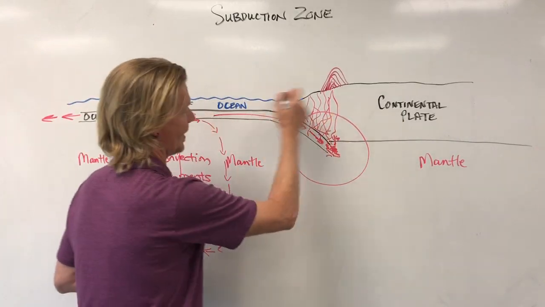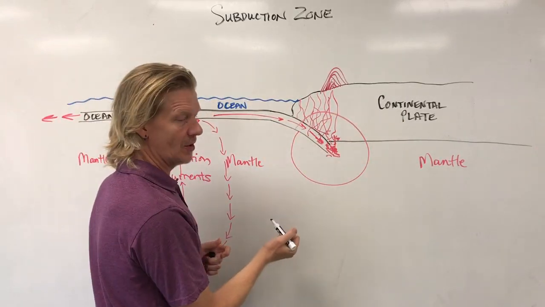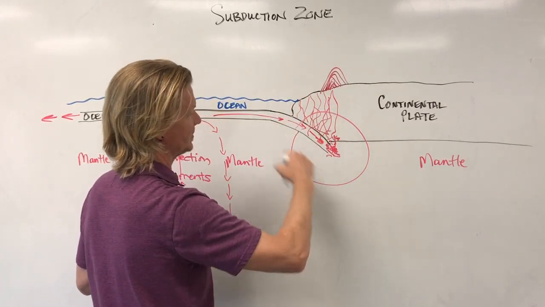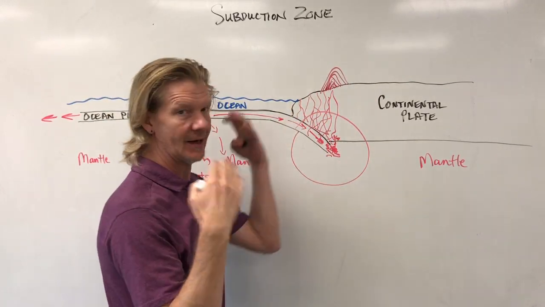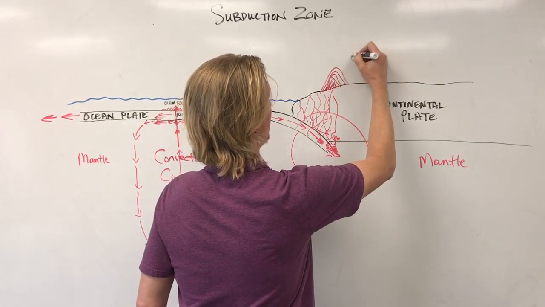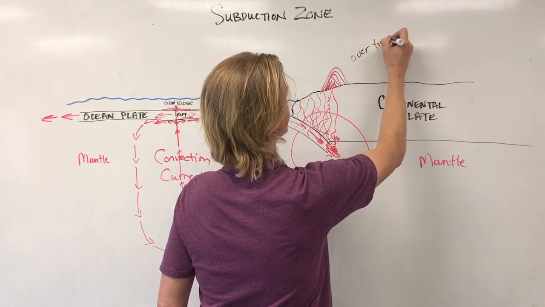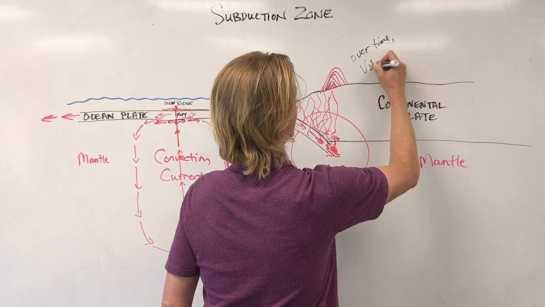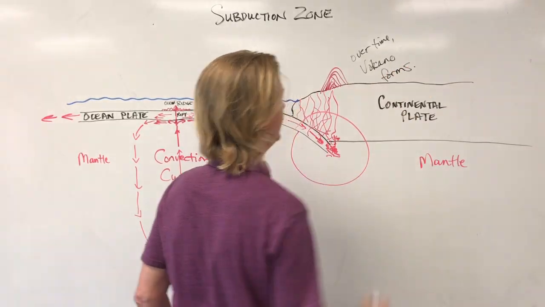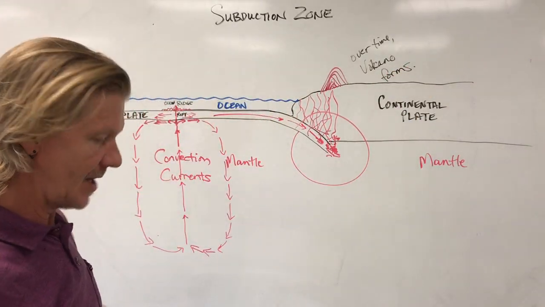And then part of the subduction process that's very important to us, because we live on the surface, is as this process repeats itself over, again, a very long period of time, the magma makes its way to the surface, and over time, a volcano forms, okay?